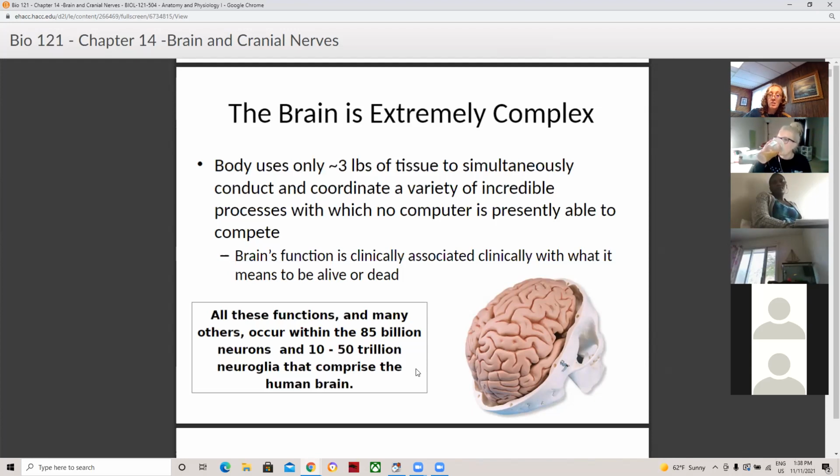One thing that we're going to learn here is that the brain is probably the thing we're most fascinated with as physiologists and anatomists, and the one that we know the least amount about.